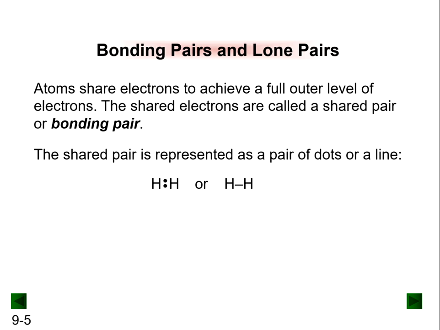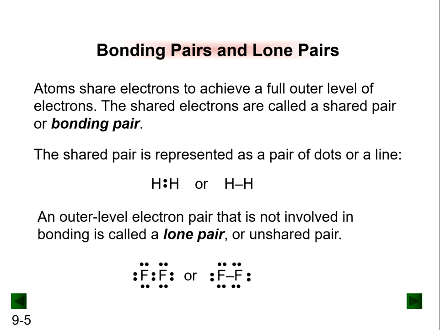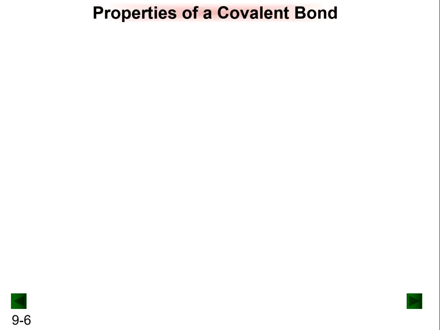That's the covalent bond. An outer electron pair that is not involved in bonding is called a lone pair, or sometimes an unshared pair. So the lone pair could be envisioned, for example, in the fluorine molecule, F2. The fluorine molecule has one single bonding pair, so it has a single bond. But you know that fluorine atoms each have 7 valence electrons. 1 electron was shared. The other 6 electrons go into lone pairs.